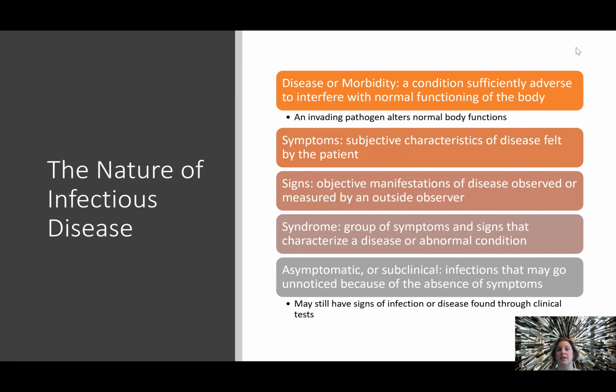Remember, it means disease. And so disease is a condition that is sufficiently adverse to interfere with normal functioning of the body. So if we have an opportunistic pathogen that has set up an infection, it is altering our normal body functions. Now, a disease has symptoms.